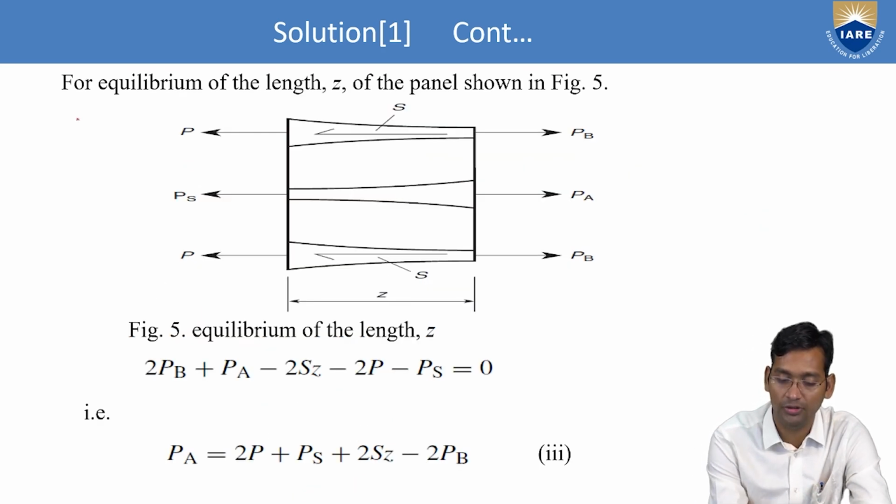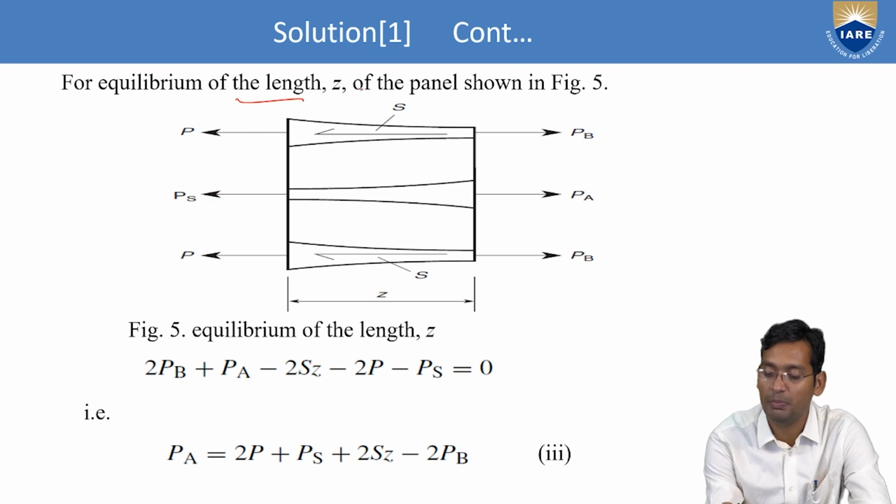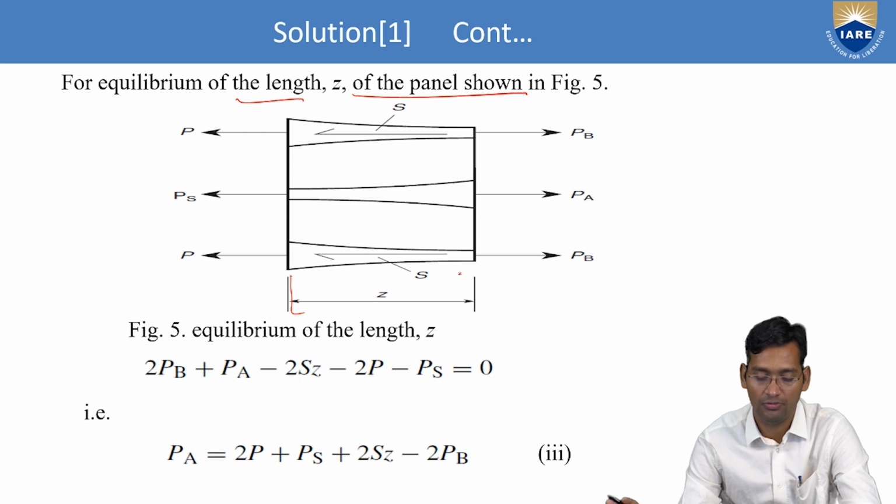Okay. So now just see. For equilibrium of length z of the panel shown in the figure, from here to here, this is small z that we are considering, and for this, whatever the panel will be.